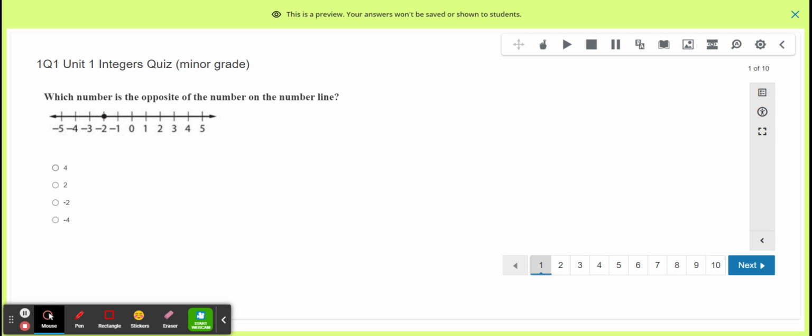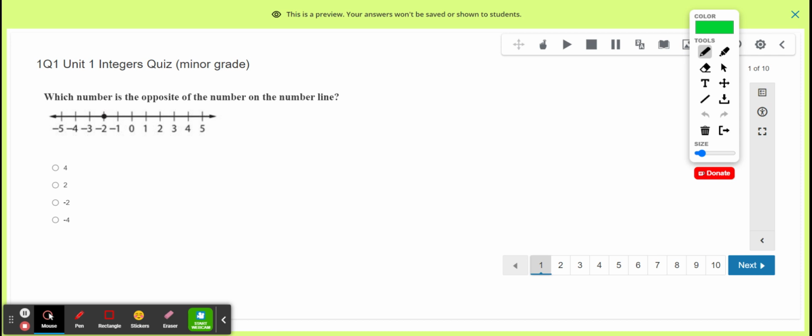Which number is the opposite of the number on the number line? Opposite means we are going to start by focusing on 0. The opposite of going negative would be going positive. So this would be -2. The opposite would be +2.